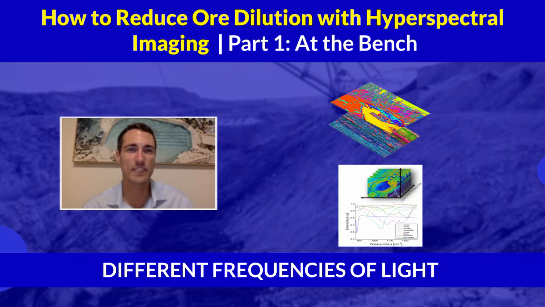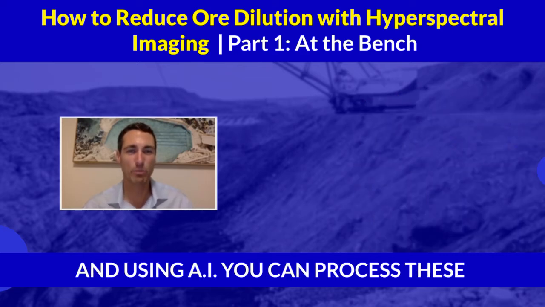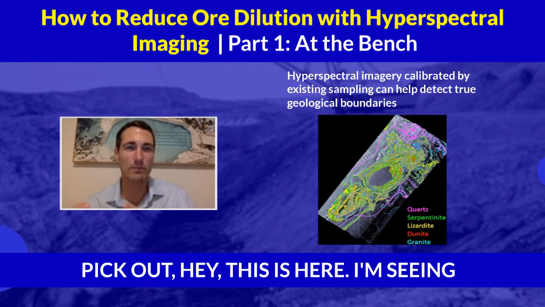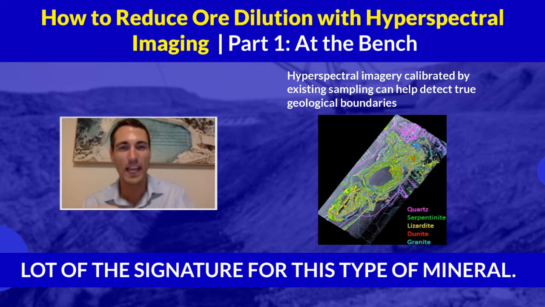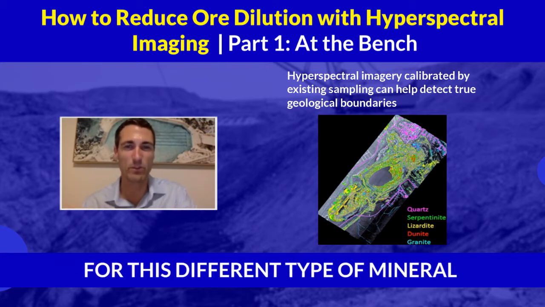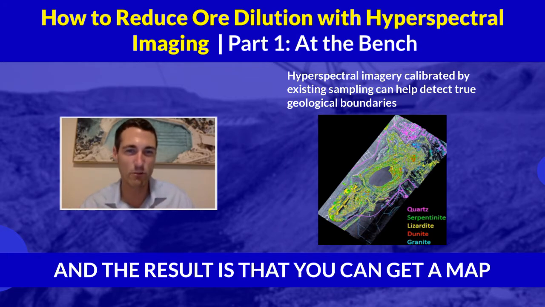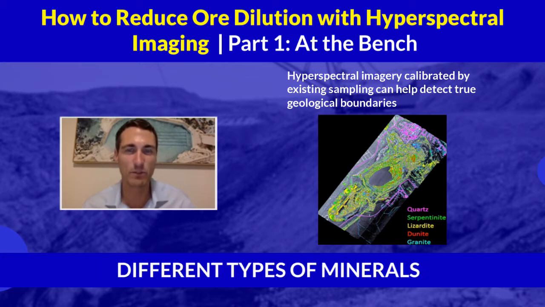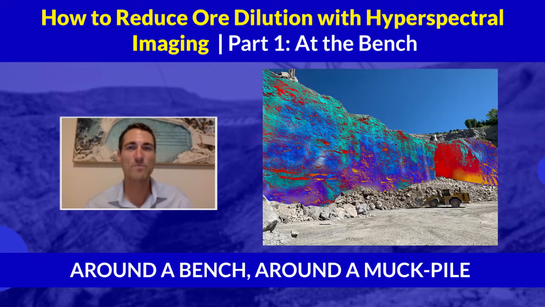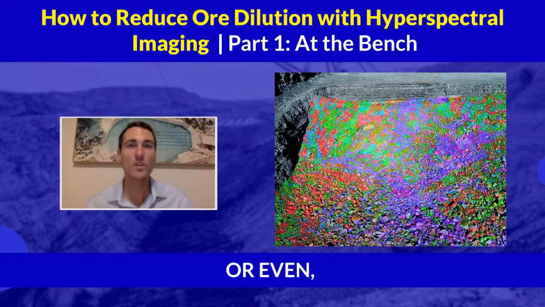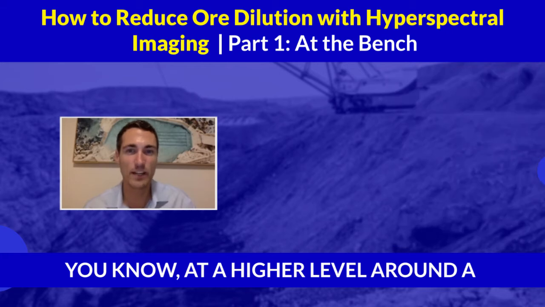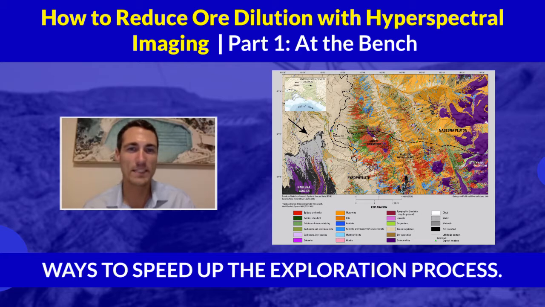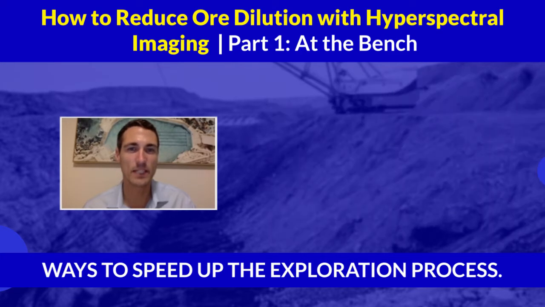different frequencies of light. And using AI, you can process these and pick out, hey, here I'm seeing a lot of the signature for this type of mineral, and here I'm seeing the signature for this different type of mineral. So that AI can work all that out, and the result is that you can get a map that shows you where you have all of these different types of minerals around a site, around a bench, around a muck pile, or even at a higher level around a whole state, if you're looking for ways to speed up the exploration process.